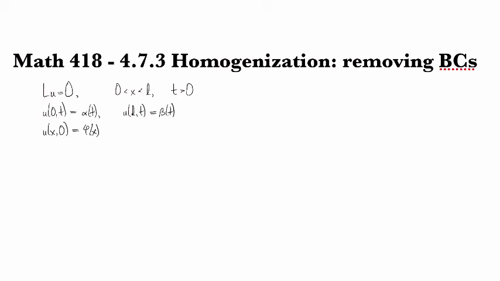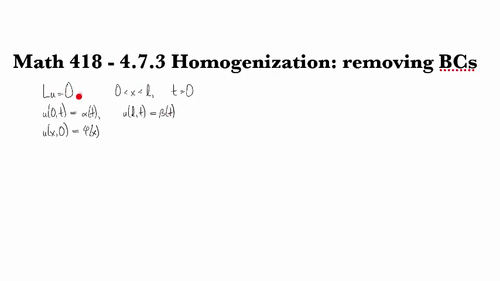So here we have some PDE, and the chief problem with this is that we have these non-homogeneous boundary conditions. And so the idea is to change to a new dependent variable that's basically going to subtract away these boundary conditions and move them into a source term in the PDE, and maybe also affect the initial conditions.